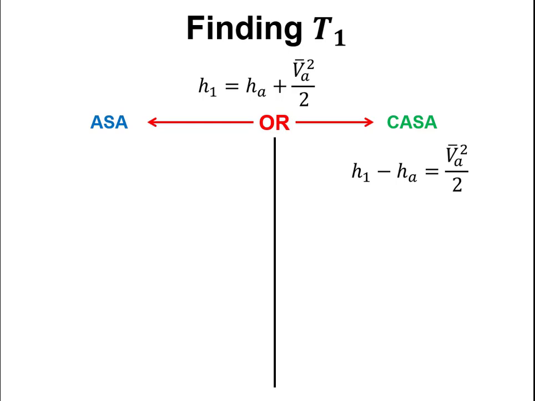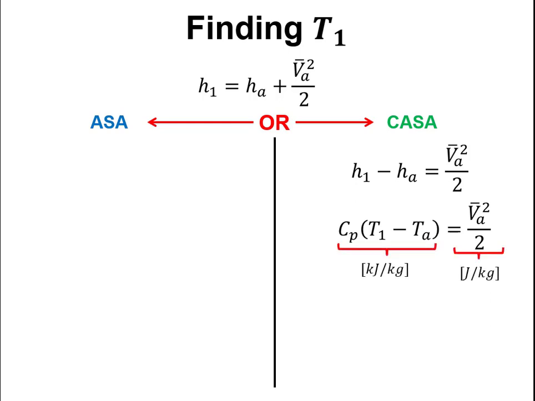If I was doing a cold air standard analysis, then I'd know that my delta H becomes Cp times delta T. I have to notice that the units here are different, that the left-hand side will give me units in kilojoules per kilogram, and the right-hand side will give me units in joules per kilogram. So I go ahead and divide my V squared term by 1,000. Now, you can't just automatically divide things by 1,000 here, because you might be getting velocity in different units. So maybe not meters per second, but in miles per hour or kilometers per hour.